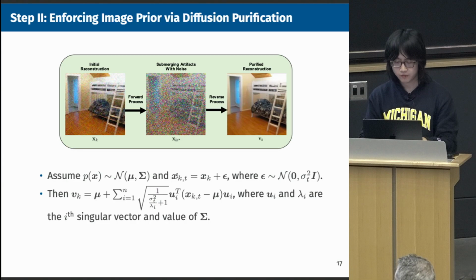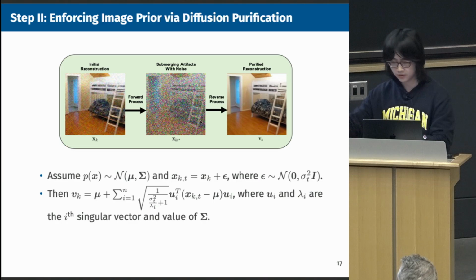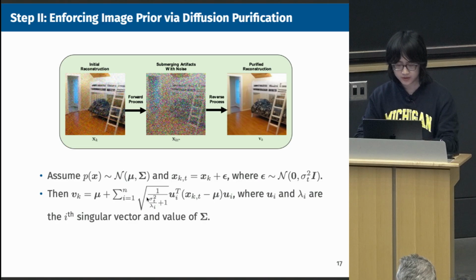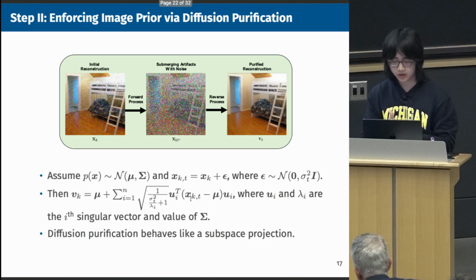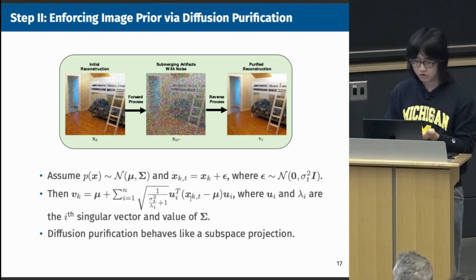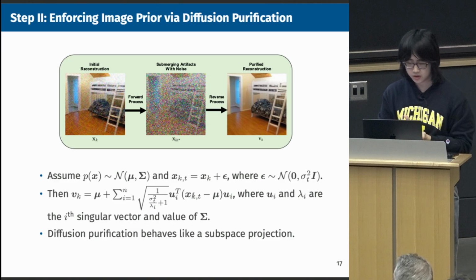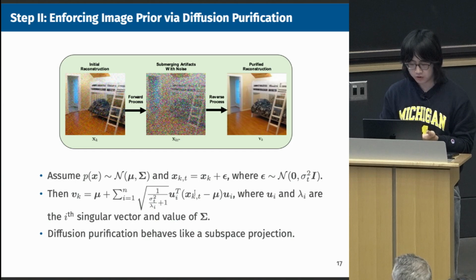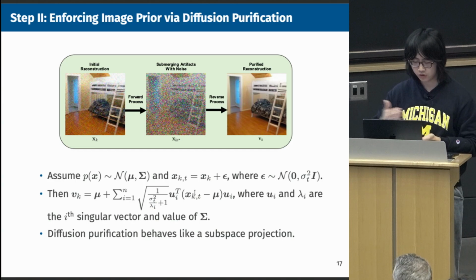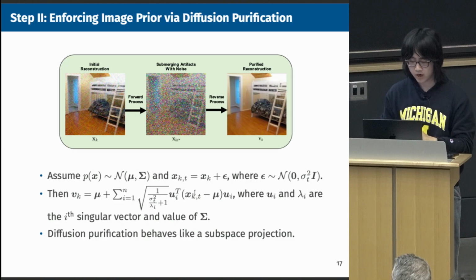And with that, we can show that the images generated from this noise-adding, denoising process look something like this in closed form. What this does is something like a subspace projection. You have this low quality image, and you are projecting it onto every eigenvector of the data covariance.